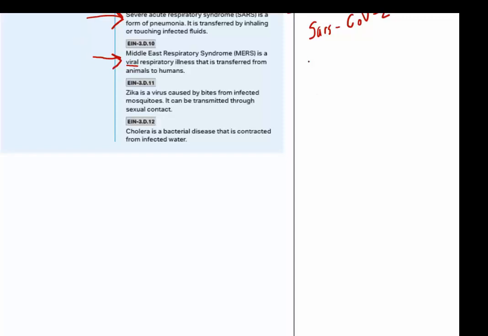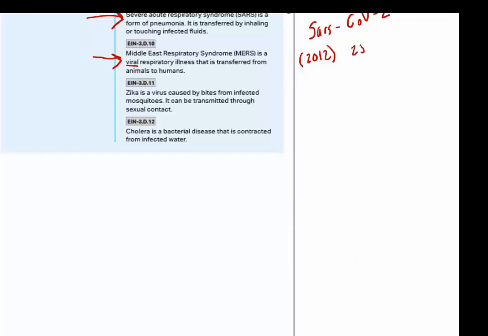All right, so MERS, as the name implies, started in the Middle East. It really started in Saudi Arabia, in about 2012. And the short name was MERS-CoV. So this was also a coronavirus like SARS was and the one we're dealing with now. All of these are coronaviruses.